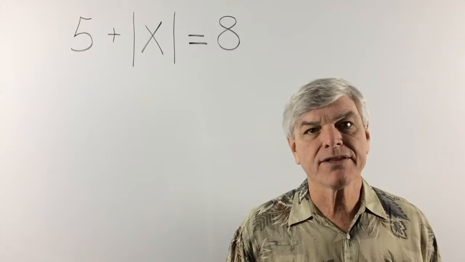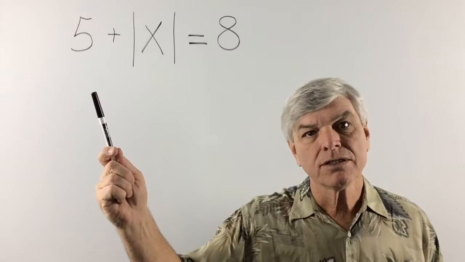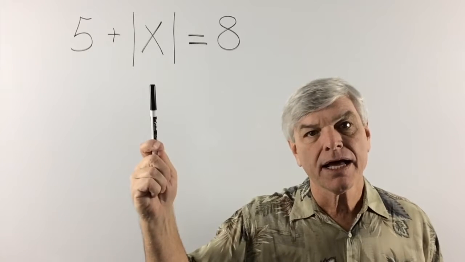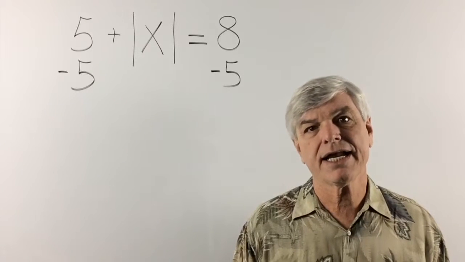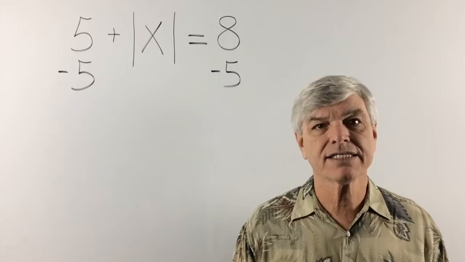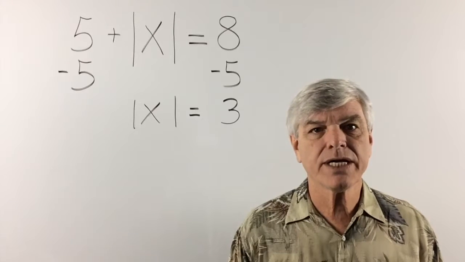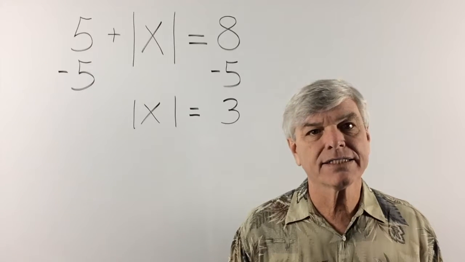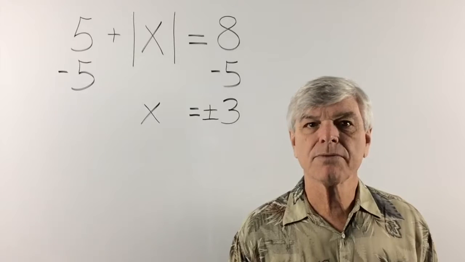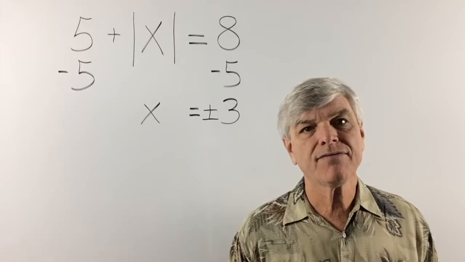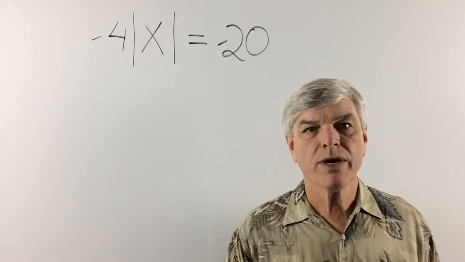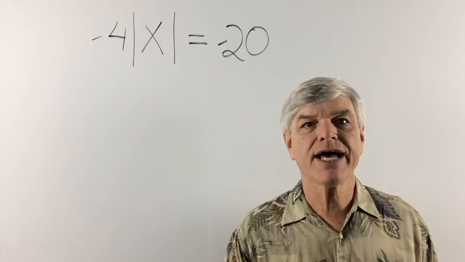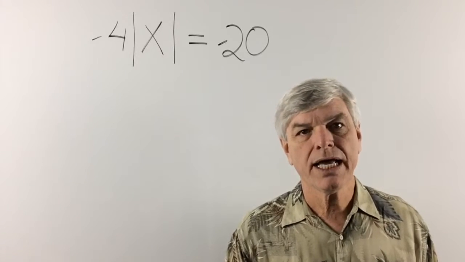Well, we're going to just bring the 5 over so that the variable is by itself. Just like that, and the absolute value of x is 3, and the value of x is plus or minus 3. Now, what if the absolute value of x has a coefficient? We have -4 times the absolute value of x equals -20.